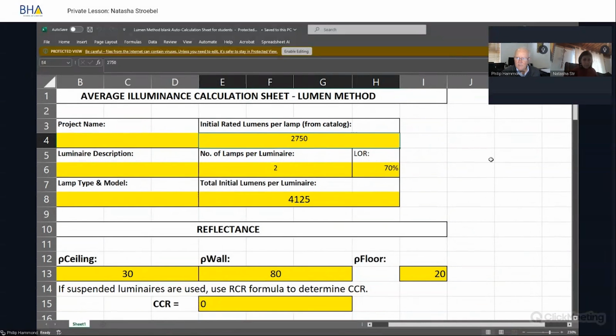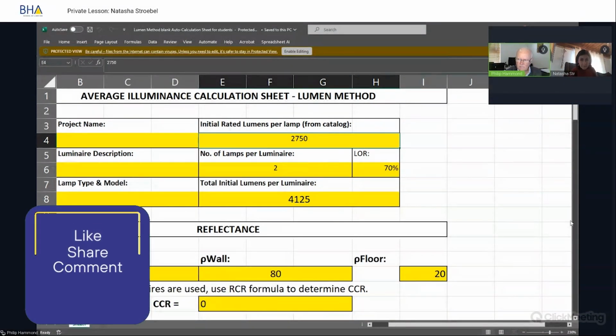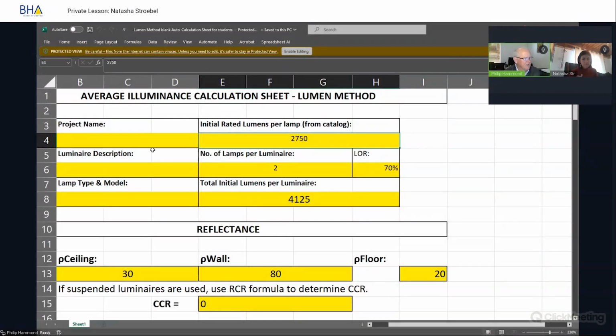All right. So essentially, you complete everything in the yellow on these forms. Okay? And you put the project name, the luminaire that you've selected, the lamp type and model, the light output that it puts in there, how many lamps, what the light output ratio is. These are just nominal figures I've put in here, just for the exercise. And they're not real, right? Okay. They're just examples. And the total luminaire, initial lumens per luminaire, 4125.